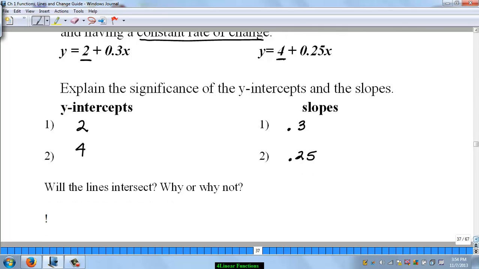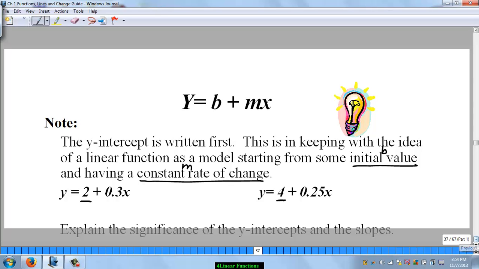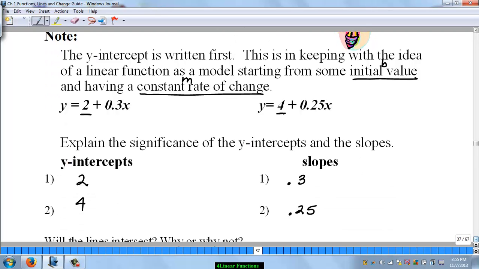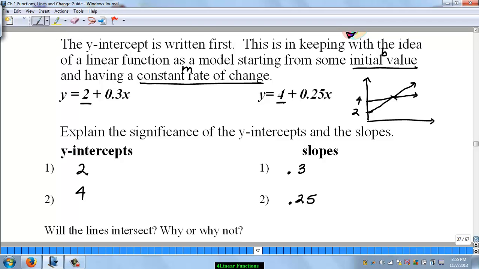So let's do a little sketch to see what they would look like, and then you can see what I'm talking about. I'm going to exaggerate a little bit. So this one's going to start at 2 and have a slope of 0.3, which is steeper than 0.25, but I want to get the point across. This one's going to start at 4, and it's going to have a slope of 0.25, which isn't quite as steep. It's less steep. So eventually they're going to cross somewhere. I don't know where, but they will cross.